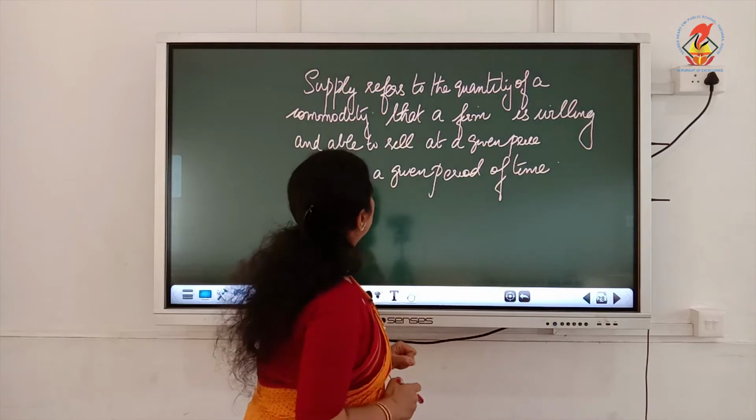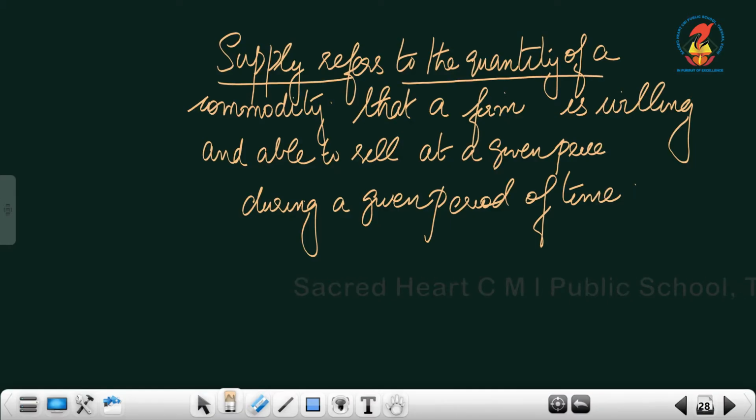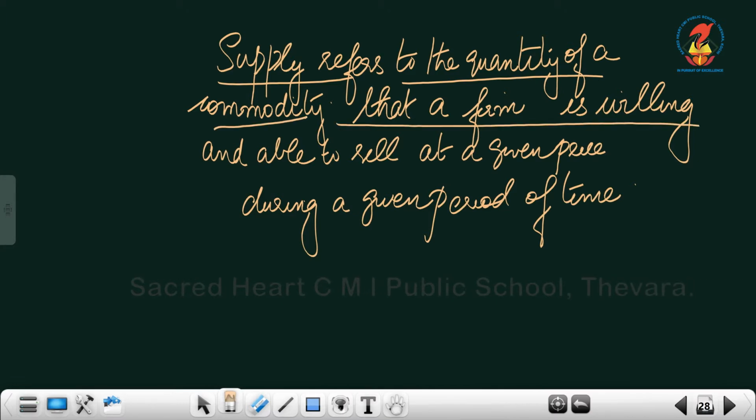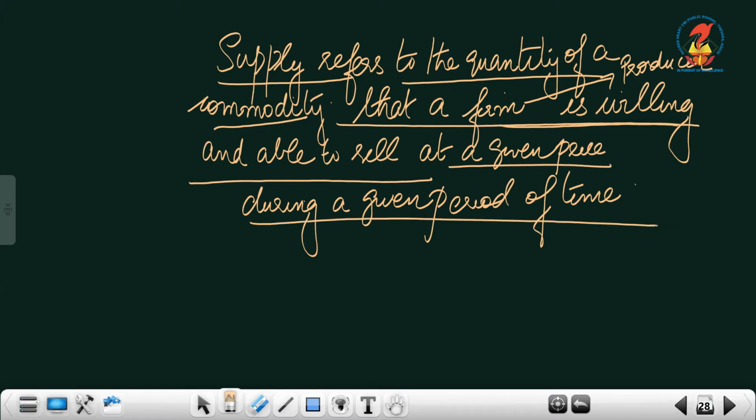What is meant by supply? How do you define supply? Supply refers to the quantity of a commodity that a firm is willing. Instead of firm, you can write producer. If it is demand, we will use the term consumer. A firm is willing and able to sell. If it is a consumer, we will be using buy. Demand is buy, isn't it? At a given price during a given period of time.